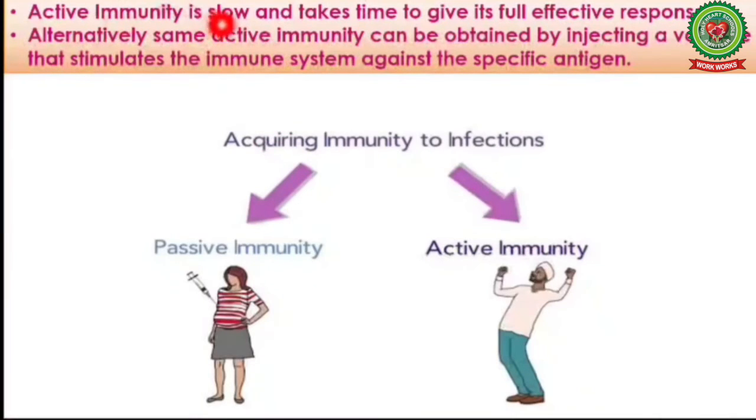Active immunity is slow and takes time to give its full effective response. Alternatively, the same active immunity can be obtained by injecting a vaccine that stimulates the immune system against the specific antigen. So, here is a picture showing acquiring immunity to infections, passive immunity and active immunity.